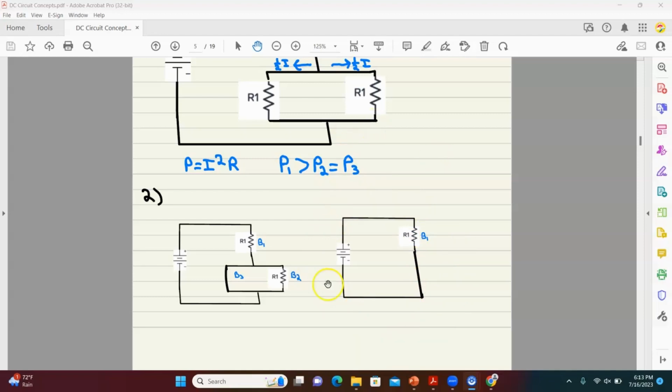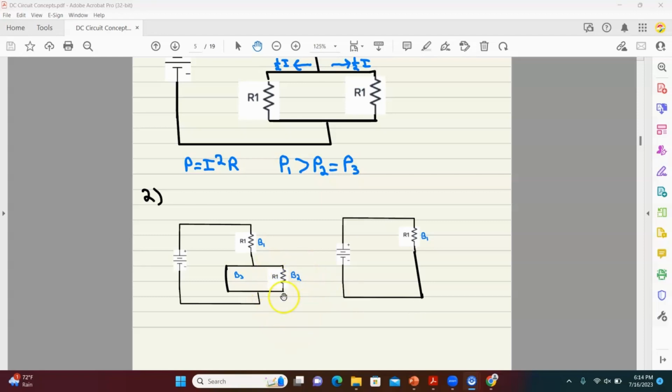The equivalent resistance is smaller. If you replace light bulb 3 with a wire, the equivalent resistance of the circuit is smaller than it would be if there was no wire there. Therefore, more current is going to be drawn from the battery, and light bulb 1 is going to be brighter than it would be if there were not a wire where light bulb 3 was.